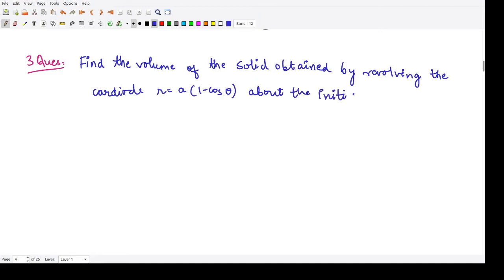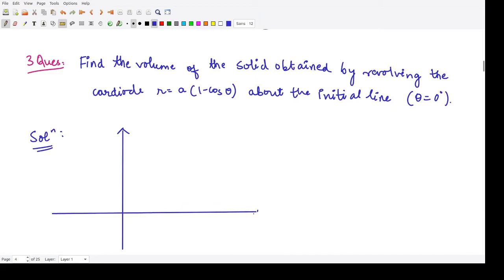What is the initial line? The initial line is the line having the value of theta as 0 degrees or radians. So for calculating its solution, this is a polar curve, right? Firstly, let me draw this curve. The curve would look something like this.